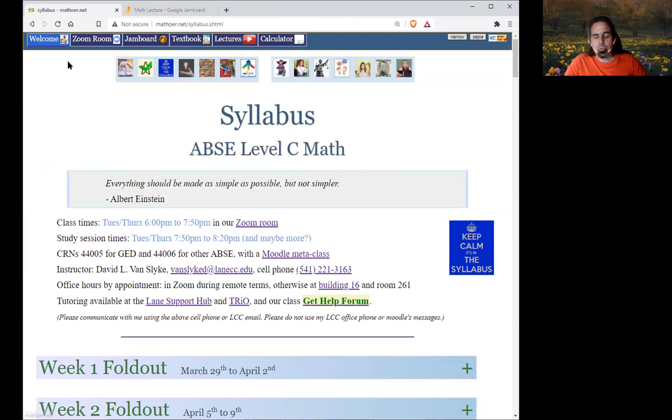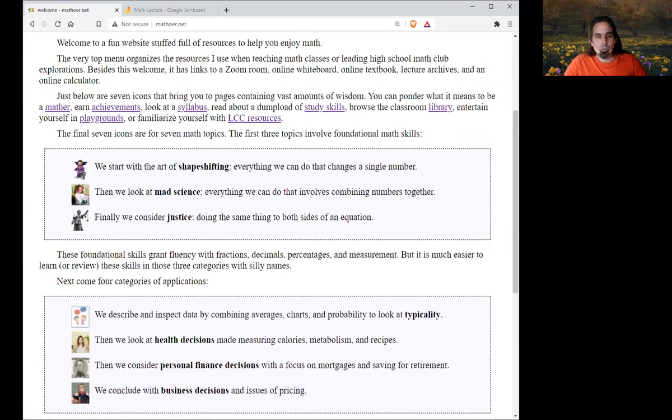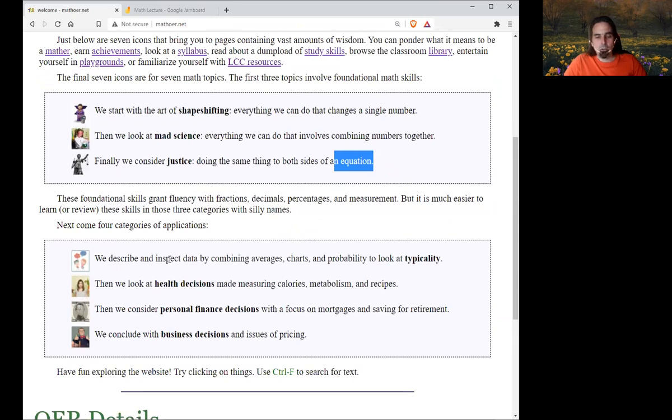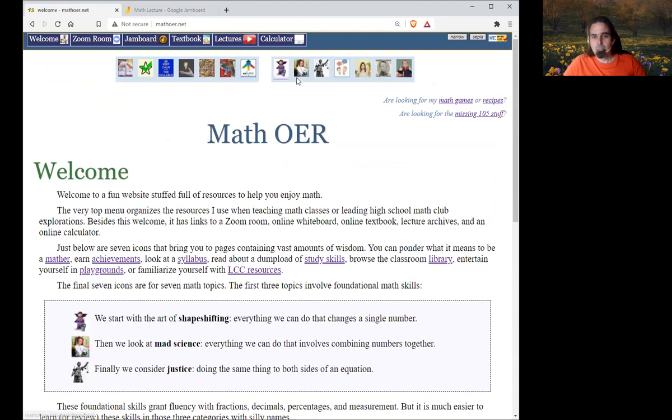So for big review, if you hit welcome, then our class has 3 foundational topics: everything you do with one number, combining numbers together, and equations, with the silly nicknames of shape-shifting, mad science, and justice. And then there are 4 categories of applications: things about describing data, averages, charts, probability is all grouped together as typicality, and then health decisions, personal finance decisions, and business decisions. So that's up here at the top.